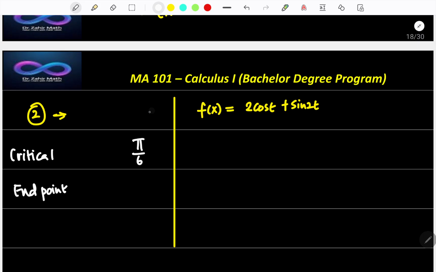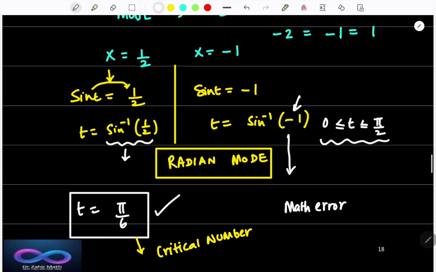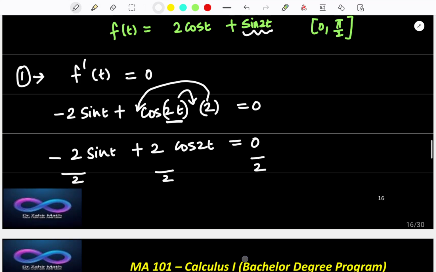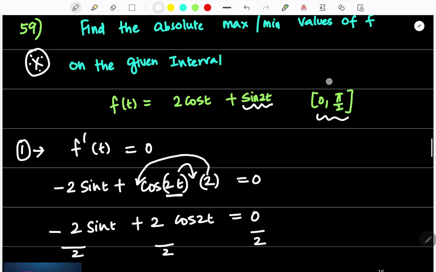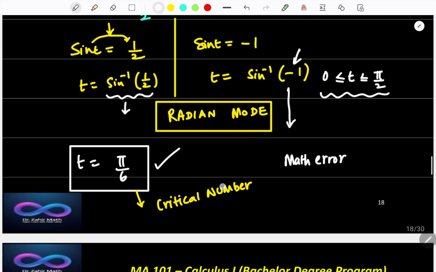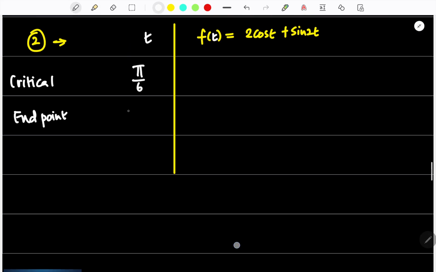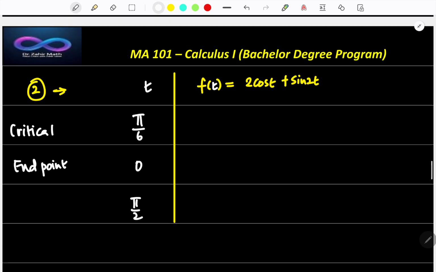Actually here it is not x, it is t. So it is understood, but still you can change it, no problem. Pi by 6. What about your end points, which are given in the question? This is called your end points. So your end points are 0 and pi by 2. Already your calculator is in radian mode. Don't change it. Again I'm saying, the calculator must be in radian mode because we are using pi.